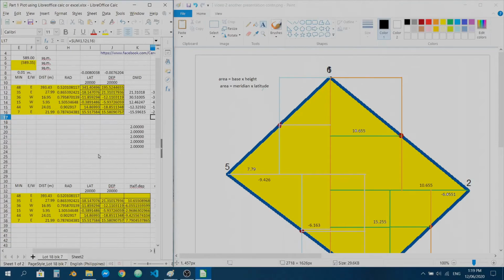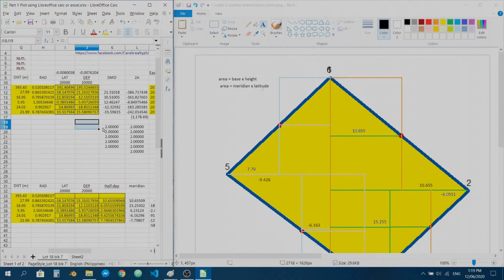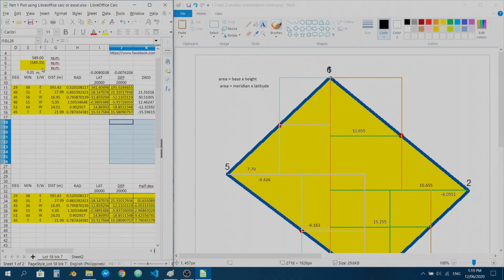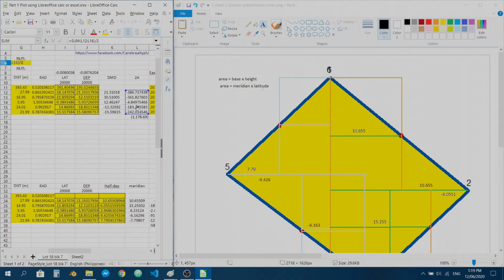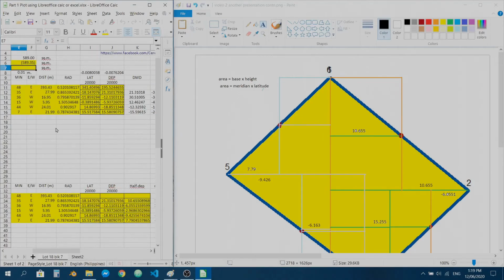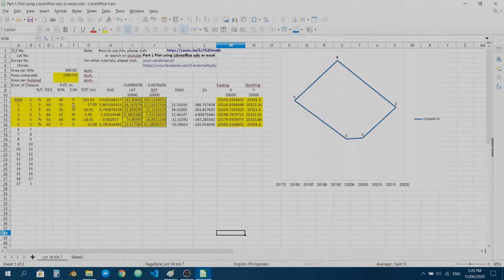For presentation purposes, by the way, I just placed the formula here. You can see this is just the sum of the entire individual double areas, and then divided by 2 to compute for the area of any given title. So I hope that by watching this video you are able to learn how to compute this.